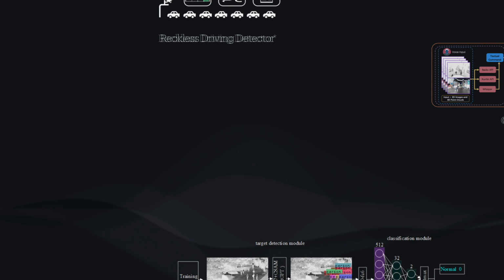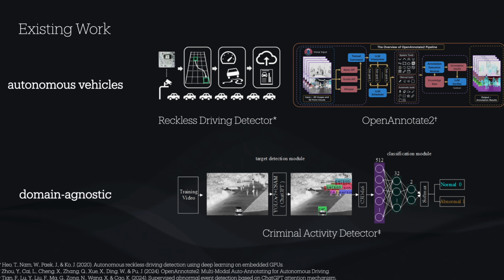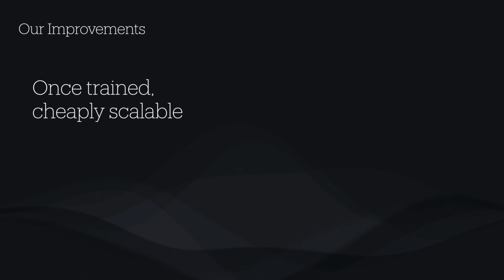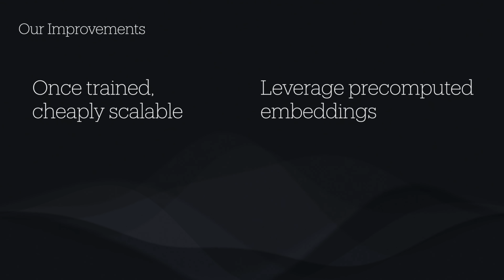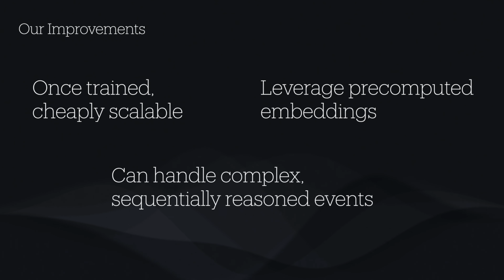All right. So there's been some work done on this as well. This time I've split the work into two sections: self-driving cars and domain agnostic. But there are some bottlenecks to existing works, so the improvements I will propose are as follows. Once we train our model, it's going to be extremely cheap to scale. We're going to be leveraging these embeddings that are already available to us, therefore cheap in cost. But most importantly, we're going to be able to handle these complex but sequentially reasoned events. So let's dive into it.